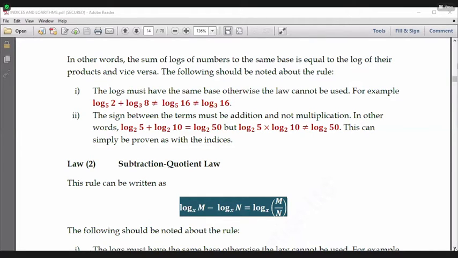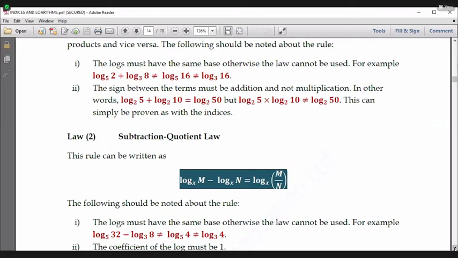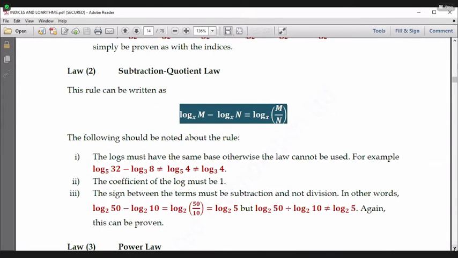Just like the one for addition, the product law, this is also what you are restricted to follow. The following should be noted about the law, the rule. And please note them, because we will find people make the same mistakes which are warned here, in bold red. The logs must have the same base, just like the other one. Otherwise, the log cannot be used.